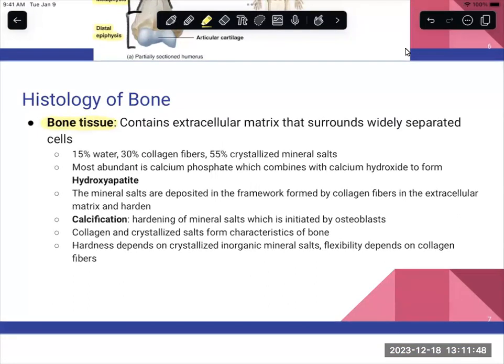Bone is a tissue, has different cells found throughout it. But our bones are made up of water, collagen, and then calcium phosphate crystals. So that calcium phosphate that I mentioned, that's most common. It'll combine with calcium hydroxide and form hydroxyapatite.